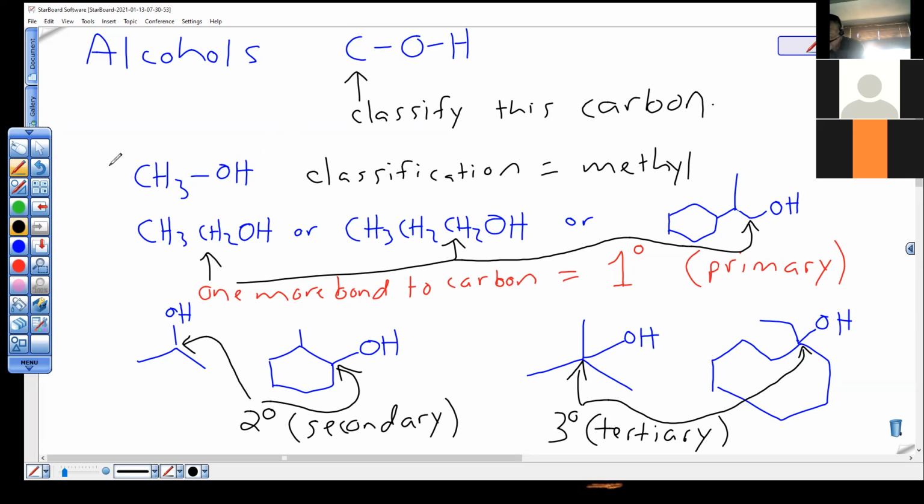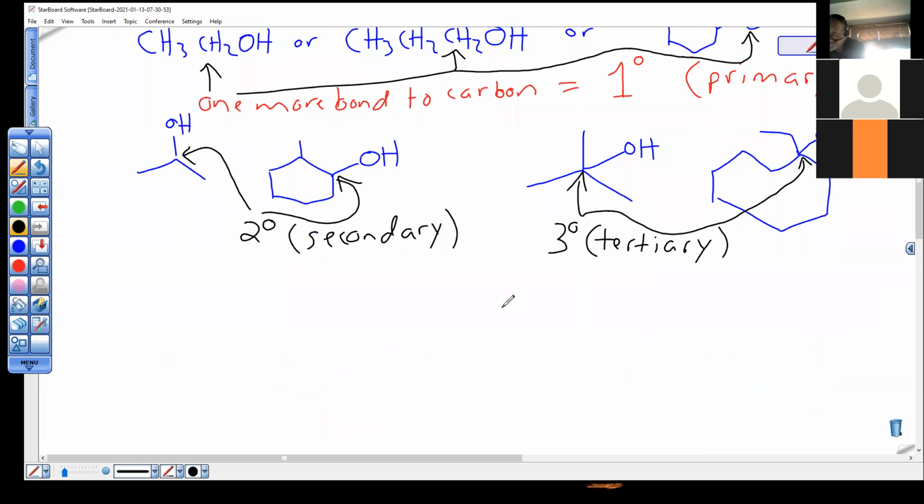The word is methyl. That's a very specific example there. Primary for a carbon that has only 1 bond to carbon, or secondary for a carbon that has 2 bonds to carbon, tertiary, 3 bonds.